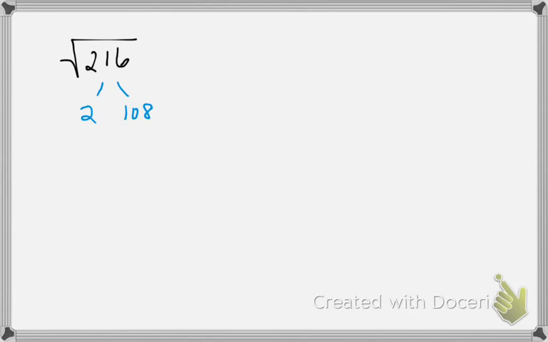All right. What goes into 108? 9 goes into it 12 times. If you take 108 divided by 9, the remaining factor is 12. You guys agree?